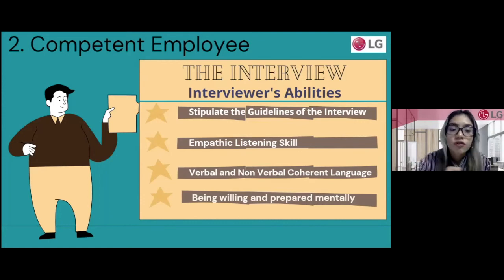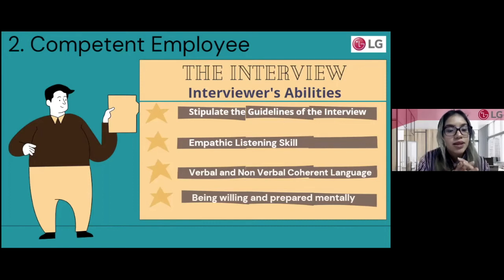Then the verbal and non-verbal coherent language. Even though verbal is now the most predominant expression, since we do every personal selection through computer, non-verbal coherent language and communication is going to support us really well in order to make our points clear.